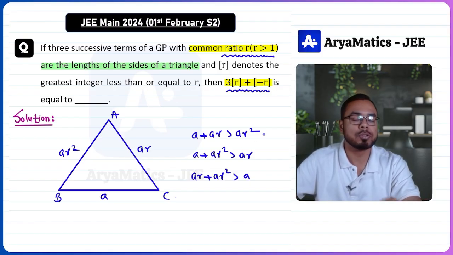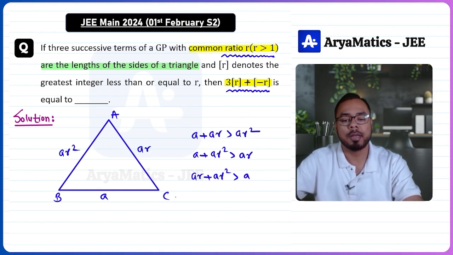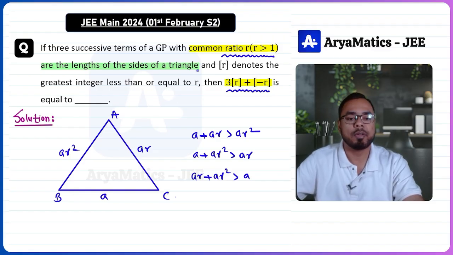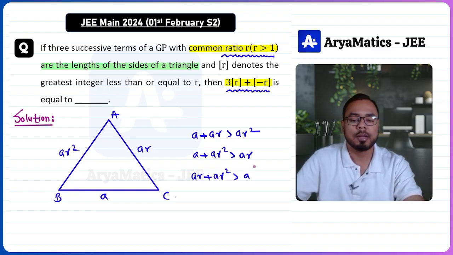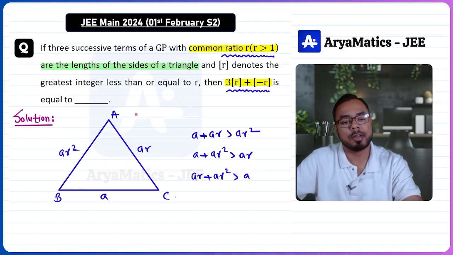So basically, we need to solve these three inequalities, and from there we need to find the range of A. And then we have to find the range of R, and then see what should be the greatest integer of R and greatest integer of minus R. However, there is one simple trick, and you can save a considerable amount of time in solving these inequalities. The trick is that for the given GP, the common ratio is greater than 1.